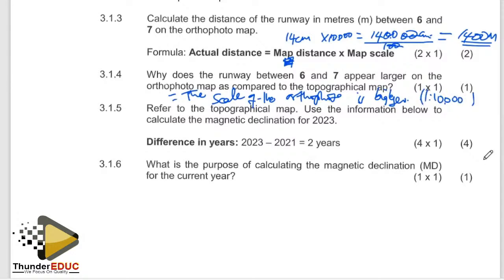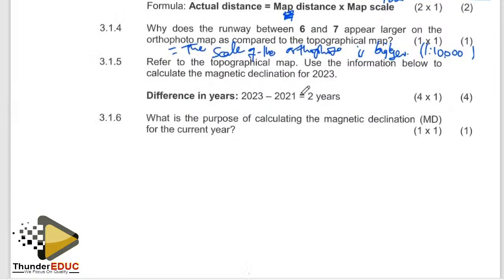The bigger the number, the smaller the scale; the smaller the number, the bigger the scale, and the bigger the items shown on the map. In other words, they are enlarged because of the scale. So the scale is bigger, 5 times bigger than the other one, or we can say the scale on the map is 1 to 10,000, which is the same thing. Okay, refer to the topographic map.